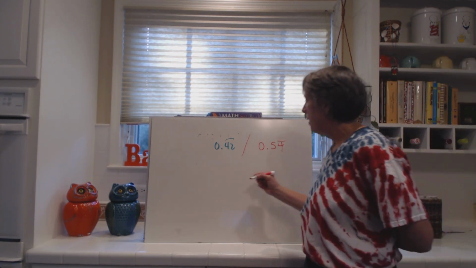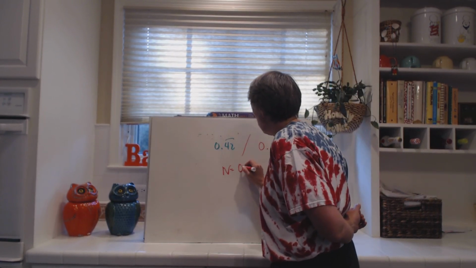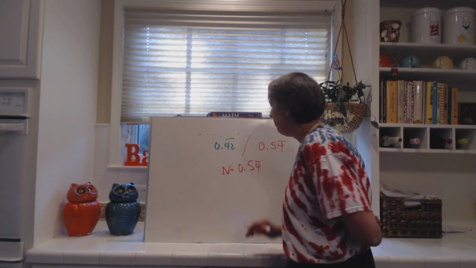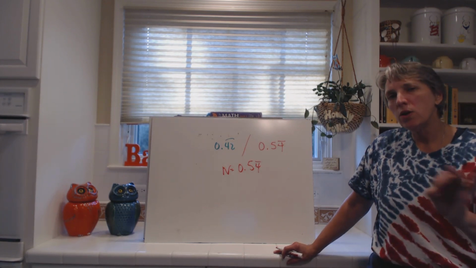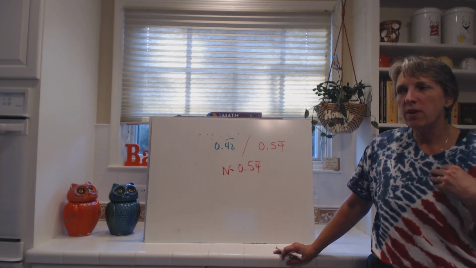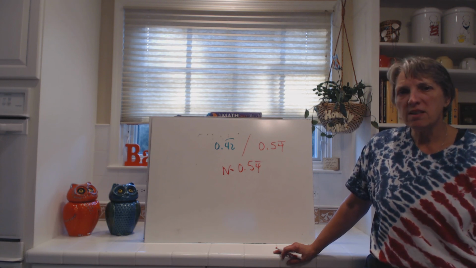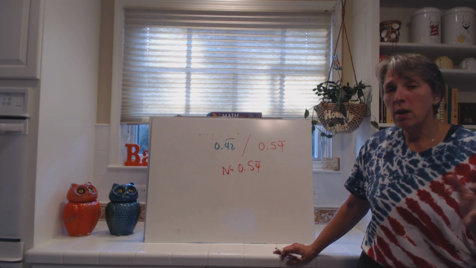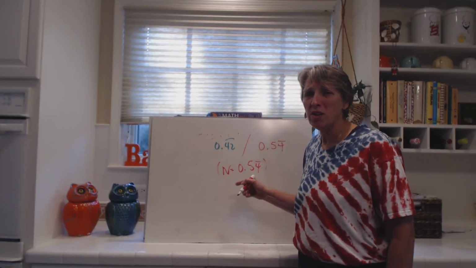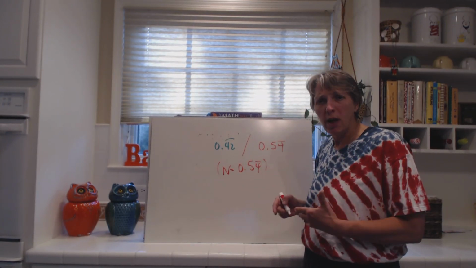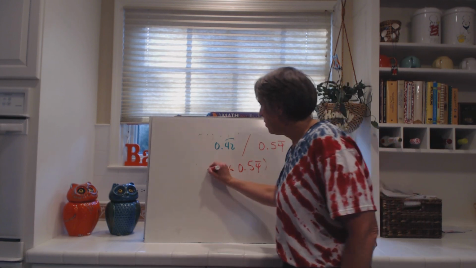This one's tricky. So we have n equals 0.54 with only the 4 repeating. So it only has 1 digit repeating. Now here's where you might want to choose to do something different. Me, I like to keep it nice and simple, so I'm going to do 10. And you'll know what I'm talking about when I'm done. So I've only got 1 digit repeating. I'm going to multiply by 10 on both sides.